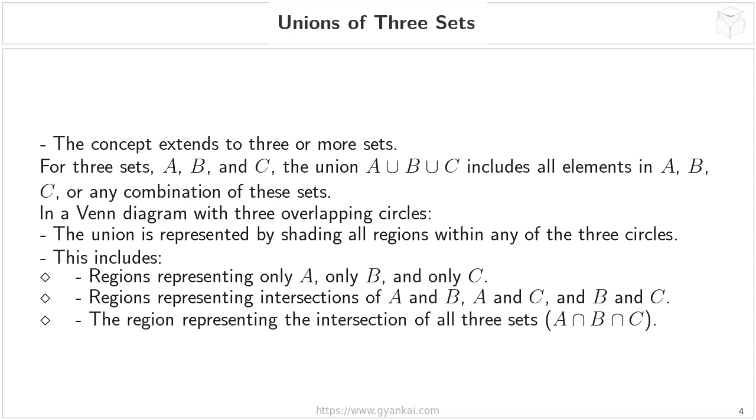So, when you're shading for the union, make sure you include all of these areas. Remember, we're looking for everything that's in A, or B, or C, so every part of those circles needs to be shaded. This might seem a little more complex than with 2 sets, but the core idea remains the same. We're simply combining all the unique elements from multiple sets into one larger set. And the Venn diagram is a fantastic tool to help us visualize and avoid any mistakes.